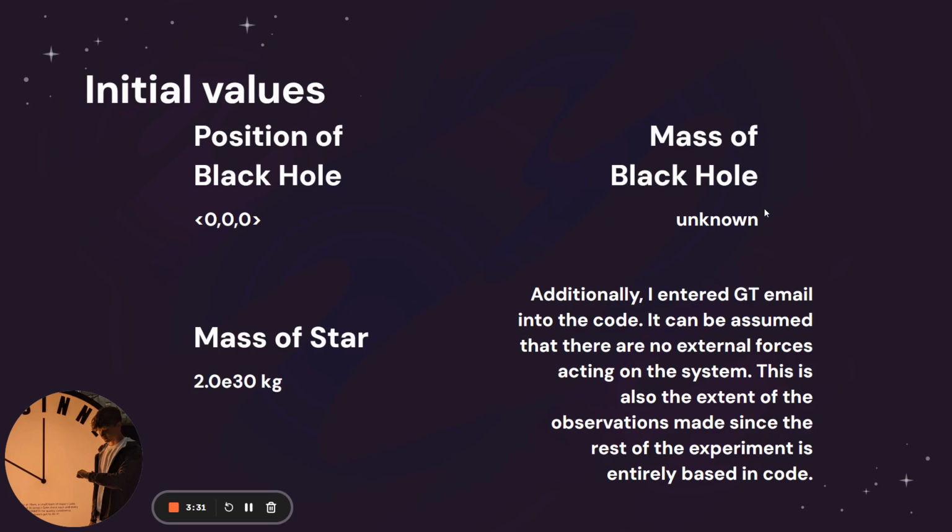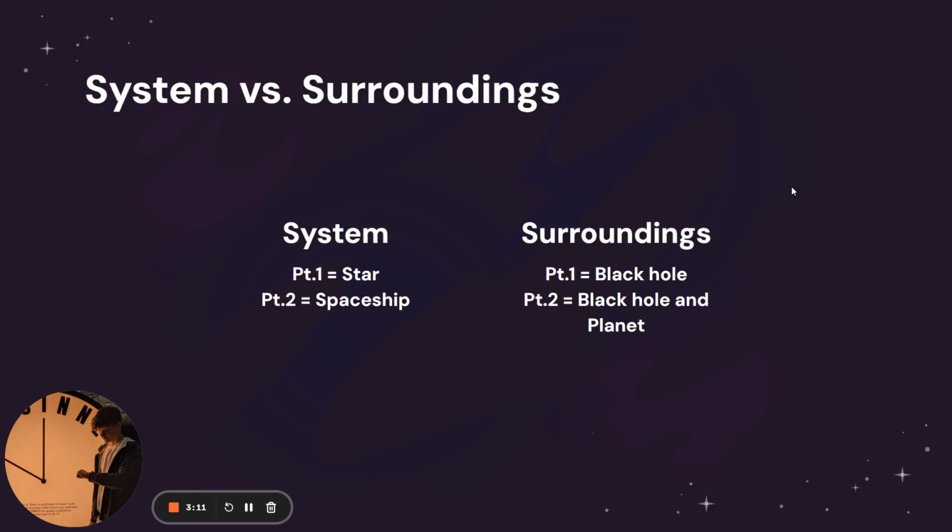So the initial values: the position of the black hole was the origin, or 0, 0, 0, the mass of the star is 2 times 10 to the 30th kilograms, and the mass of the black hole is unknown. Additionally, I entered my GT email into the code, so that way it would do the randomized star thing. And then it can be assumed that there are no external forces on the system.